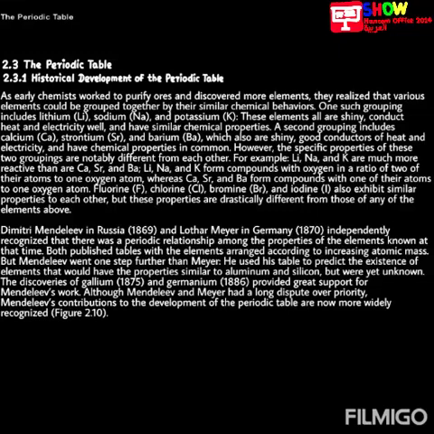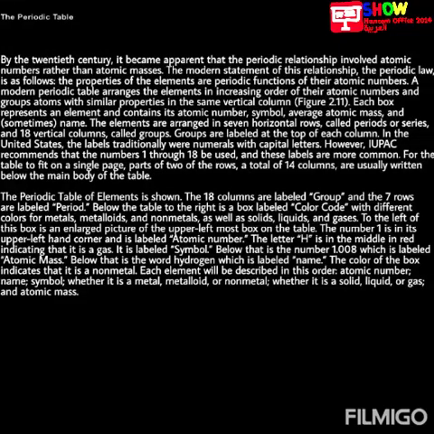By the 20th century, it became apparent that the periodic relationship involved atomic numbers rather than atomic masses. The modern statement of this relationship, the periodic law, is as follows: the properties of the elements are periodic functions of their atomic numbers. A modern periodic table arranges the elements in increasing order of their atomic numbers and groups atoms with similar properties in the same vertical column.